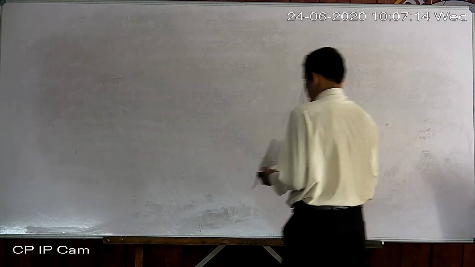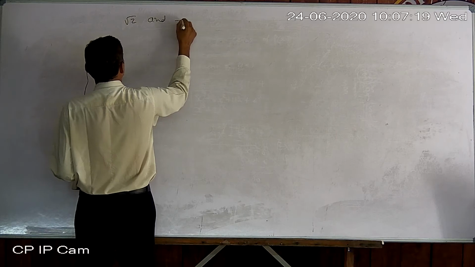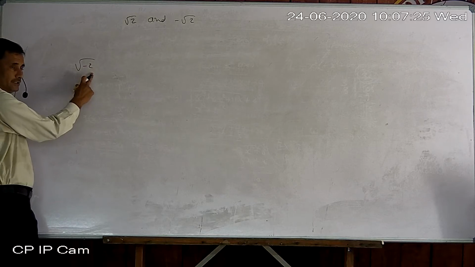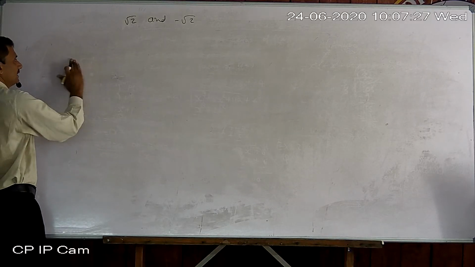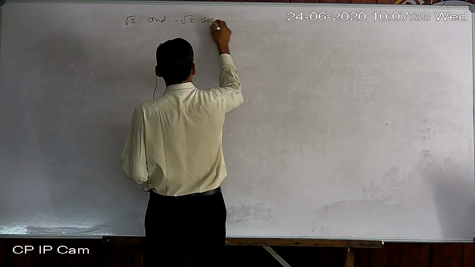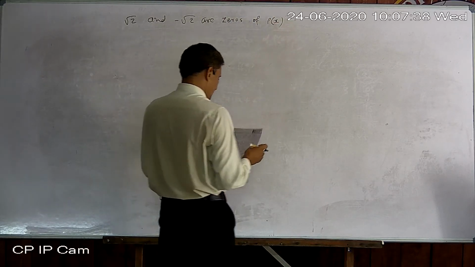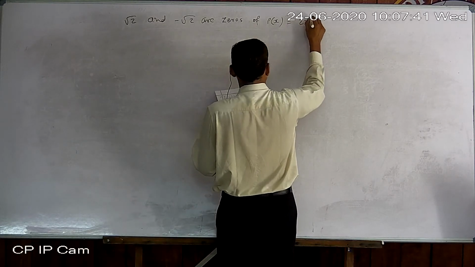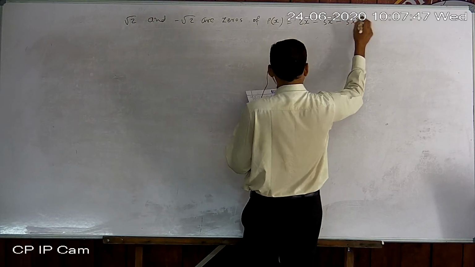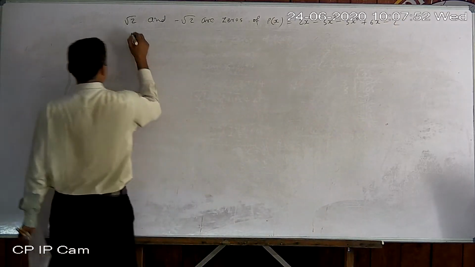Root 2 and minus root 2. Don't write it this way, because that is not a real number. It is an imaginary number. So the minus sign is outside of the root sign. Root 2 and minus root 2 are zeros of P of x equals 2x4 minus 3x cube minus 3x square plus 6x minus 2. Okay, find the other zeros.